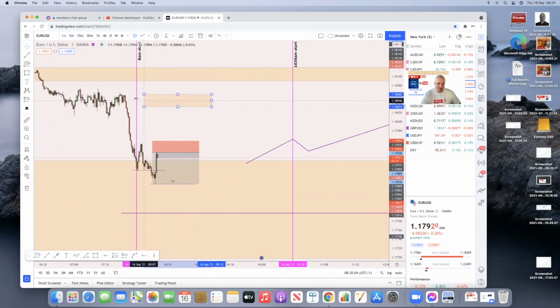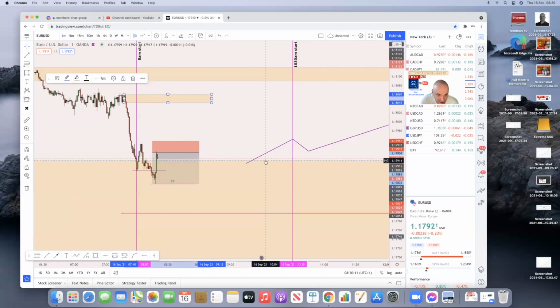We might enter on the top side here on that candle there to get the push down. But let's see what happens. We're getting a pip entry. See, we come down on here as well.